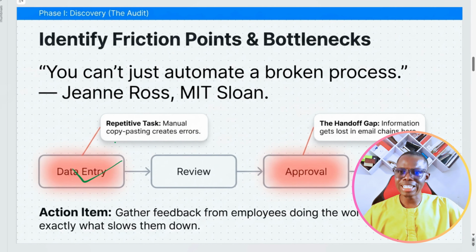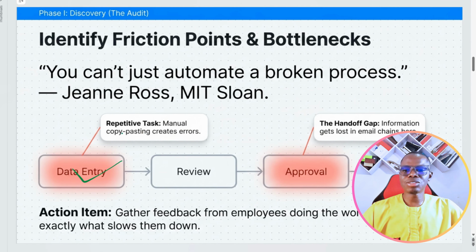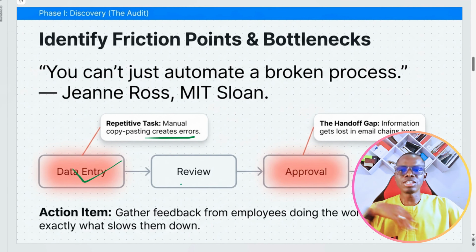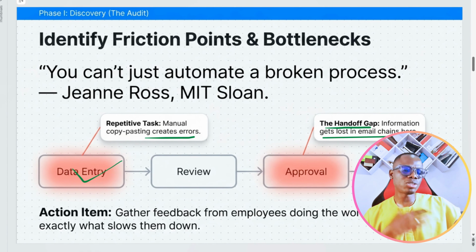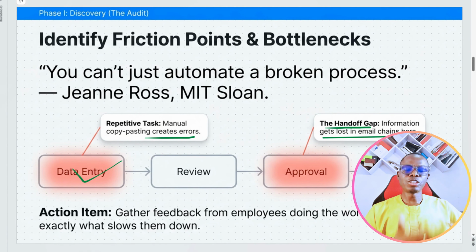You're already thinking. You are trying to identify the friction points. Here, there is a manual process. Maybe that's what they do at the moment. While they are copying and pasting, it creates errors. You're already thinking what to do to fix it. They review it and there is an approval, so there is a handoff gap. Information gets lost in the mail. So you're already thinking, should I also send a notification to the person? Should I create a human in the loop along the line?